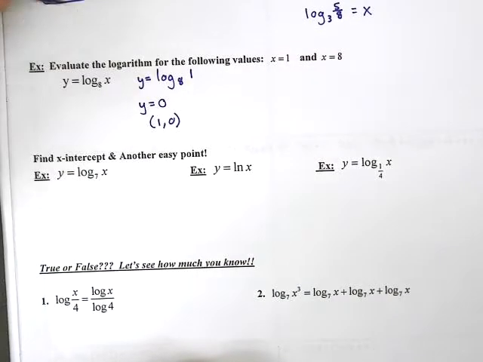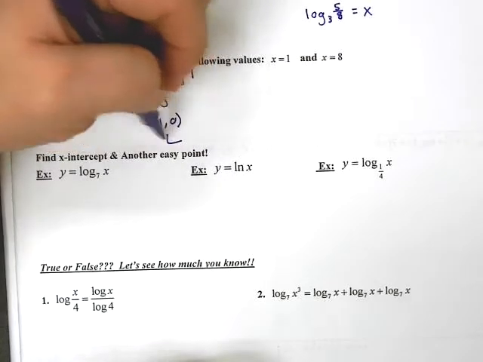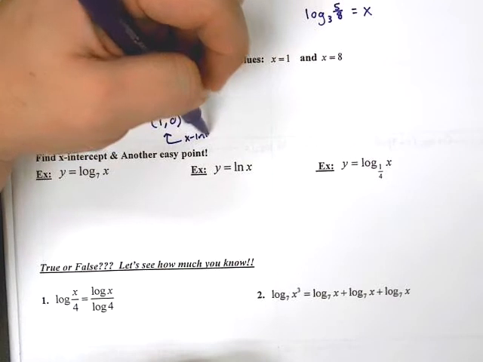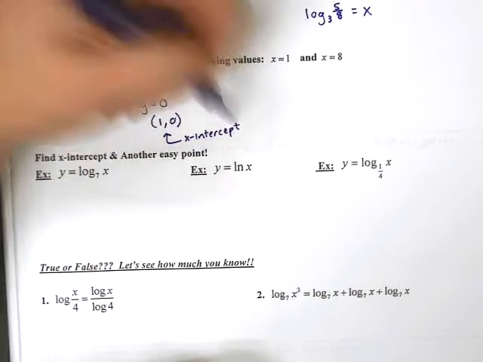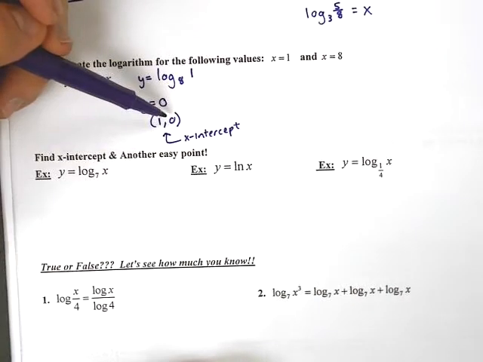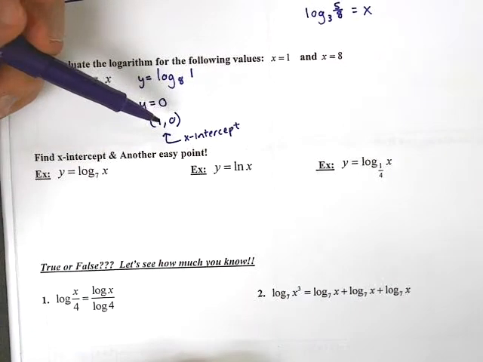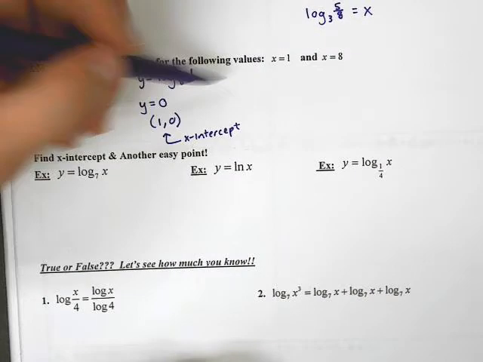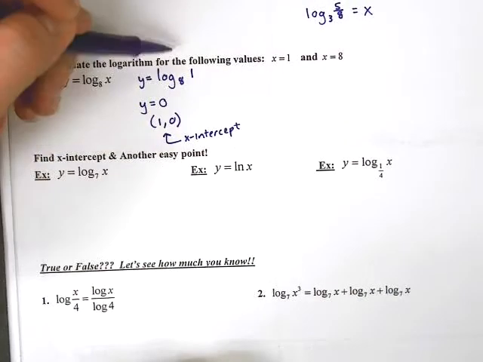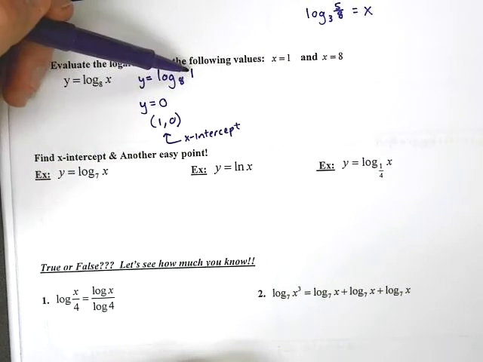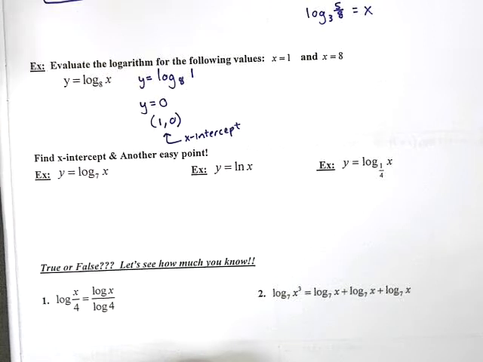And oh my gosh, the y value is 0. What does that mean this point actually is? I hope you said x-intercept. Okay, we have the x-intercept because y is equal to 0, and we know that any x-intercepts will occur when y is equal to 0. All right, so that is a huge piece right here. We know that if the argument is 1, the y value will have to be 0.